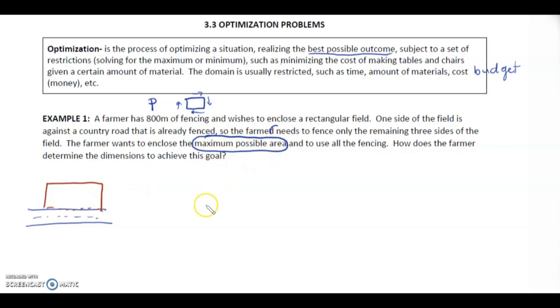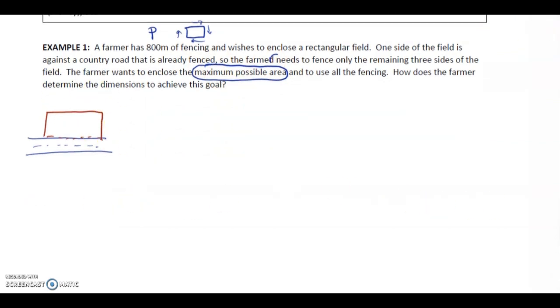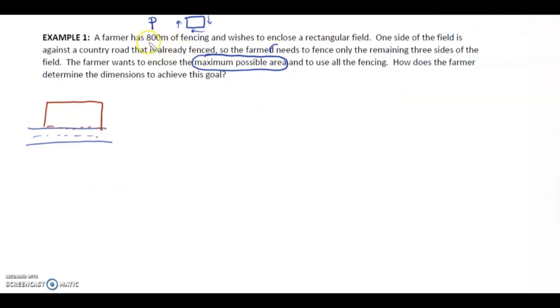So maximum possible area, whatever he's putting in here, maybe livestock, he wants them to be able to run around. And he wants to use all the fencing. So we know that our restriction is 800 meters of perimeter. So we're not going to write out the formula for perimeter. What our focus is going to be first is this area. So the equation for area, we can say A of x, you can put A of w, A of whatever it is. So let's label this diagram first.